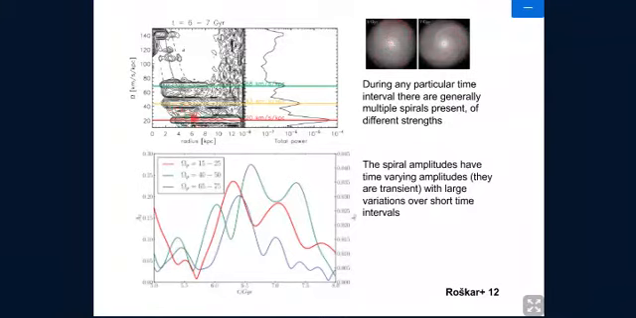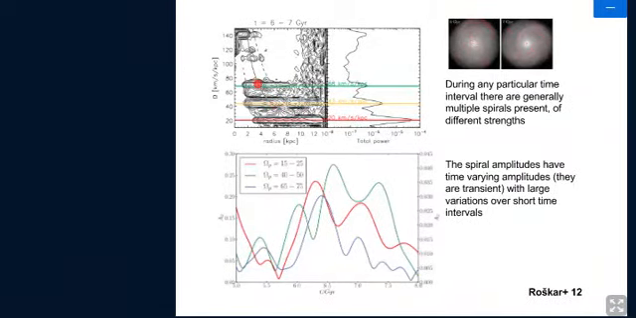So there is this one spiral with a low pattern speed that has a co-rotation radius at about 11.5 kiloparsecs, so in the very outskirts of the disk. And then there are ones with a co-rotation at about 6 kiloparsecs, another one around 4 kiloparsecs. The disk is threaded by multiple spirals.